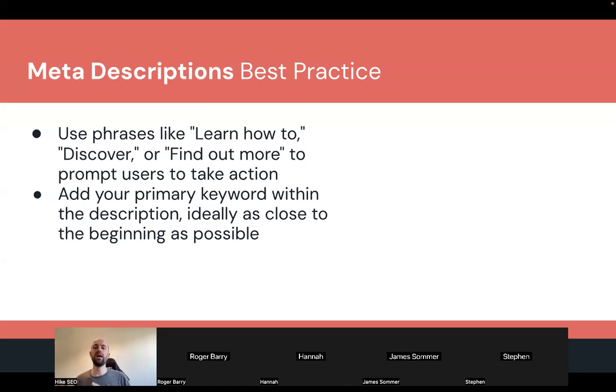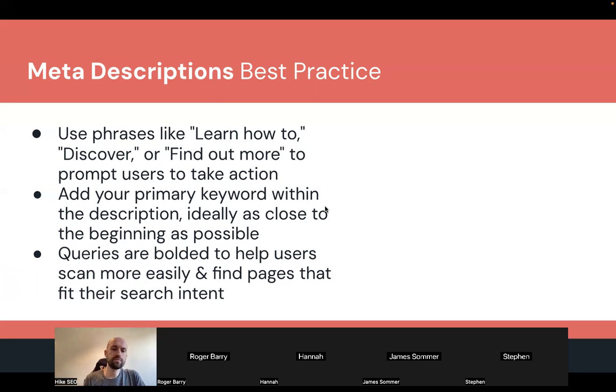Again, ideally as close to the beginning as possible, because what Google does is it bolds these keywords. So it acts like an eye magnet, and you focus in there to see if it's relevant or not. You skim through. It just helps people find the most relevant listings. So queries are bolded and allow people to scan more easily to fit the search intent.